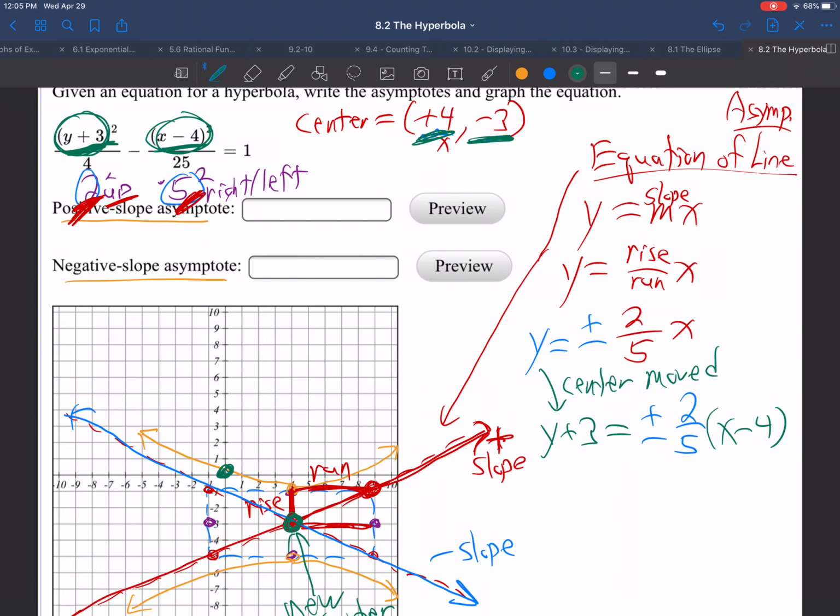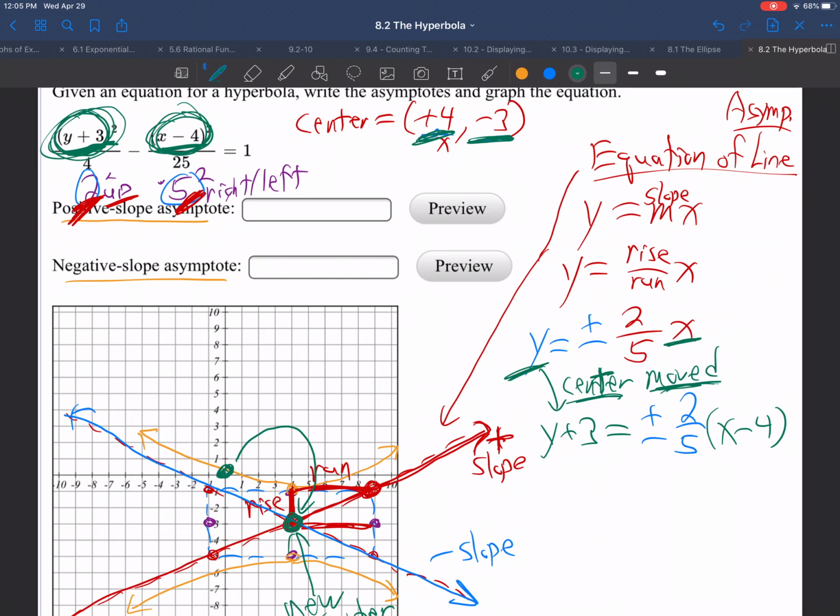So you just change your asymptote equations to be y plus 3 and x minus 4. That shifts the center from here to there. It moves the center, right? Because y plus 3, remember it's opposite, it moves it down 3, and x minus 4, the opposite, moves it right 4. That moves the center of those two asymptote lines automatically for you.